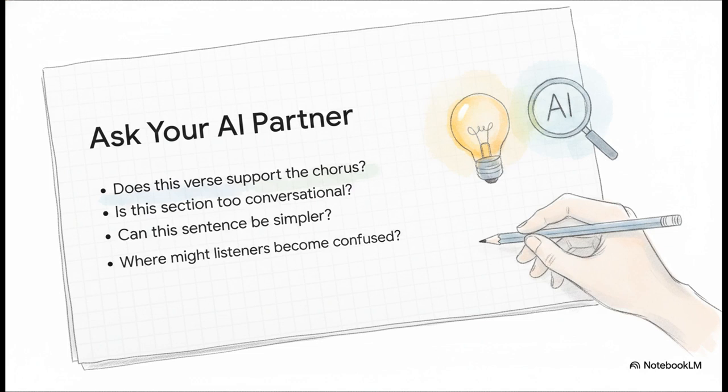You drop your lyrics in and ask it really specific things. Does this verse actually support the chorus? Is this section getting too conversational? Can I make this sentence simpler? Does the overall emotional journey even make sense? Where might a listener get confused? You are the producer here. You're directing the whole process. The AI is simply acting as an objective sounding board to help you refine your own story and make sure your message is crystal clear.